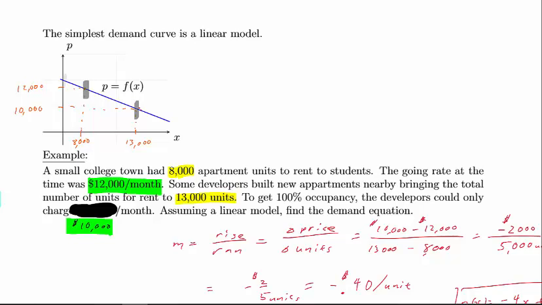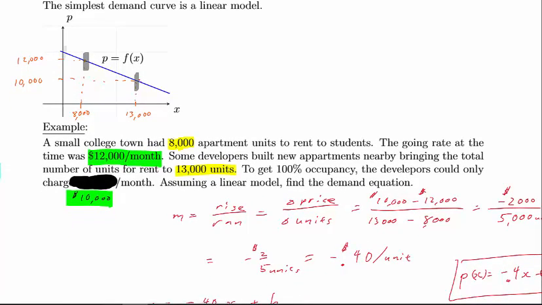It's important to note that this example is very self-contained, so it makes things a little more straightforward. If we had a whole lot of other variables moving in and out, we would have to take those into account. Some developers are building new apartments nearby, bringing the total number of units for rent up to 13,000 units, right? So 5,000 more units are available. And so they found that to get 100% occupancy, the developers could only charge $10,000 per month.